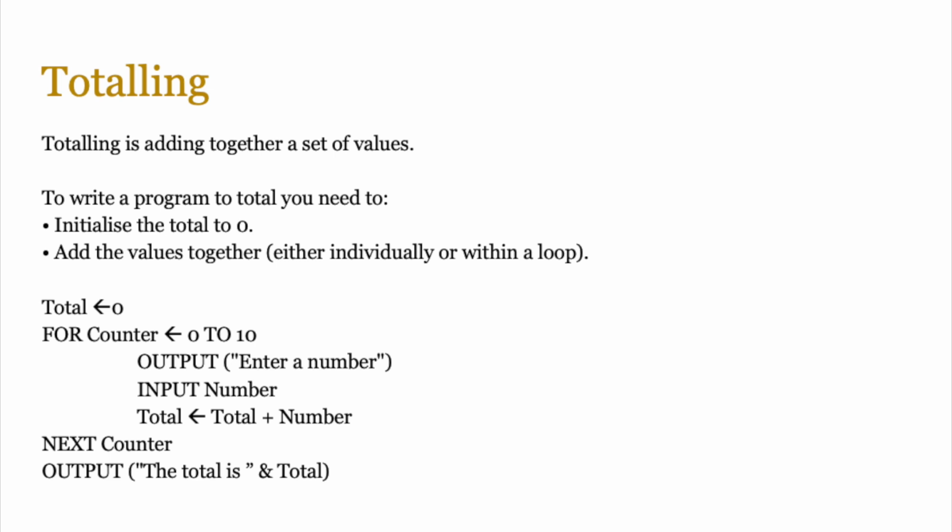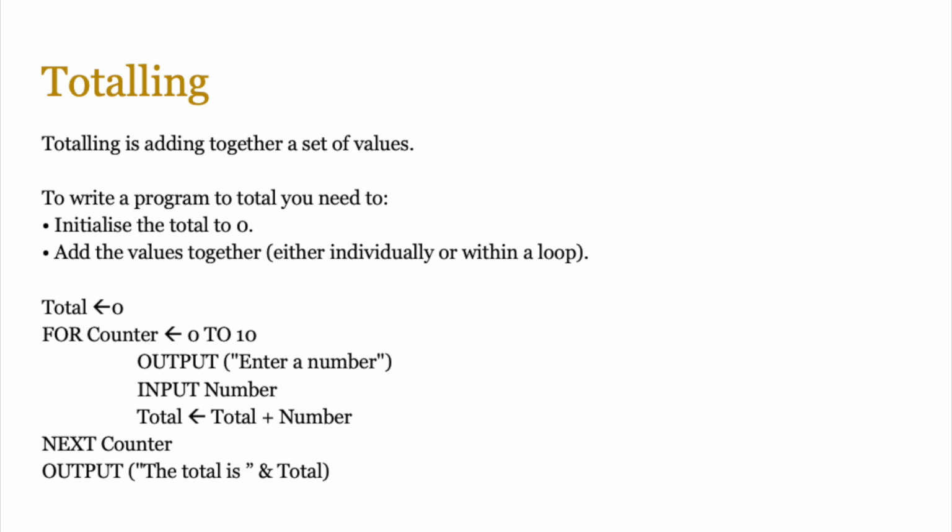So if you look at the example on screen, we have assigned the value 0 to total. We then use a for loop, which has a counter which runs from 0 to 10. And then we're going to output, enter a number, and then get the users to input a number. This number is added to the total. And every time the counter moves up towards 10, we ask for a new number, and this new number is then added to the total. At the end, we simply output the total is and concatenate with the total variable. That's all there is to totaling.